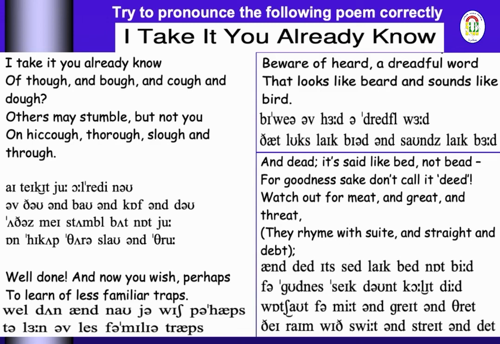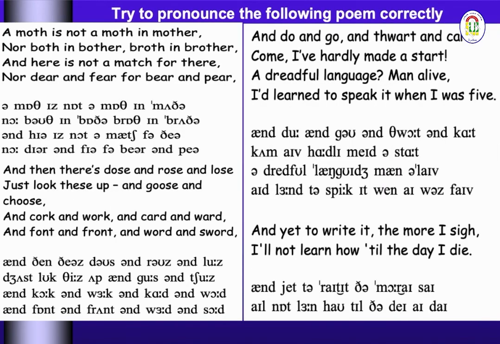Watch out for meat and great and threat, they rhyme with sweet and straight and debt. A moth is not a moth in mother, nor both in bother, or broth in brother, and here is not a match for there, nor dear and fear for bear and pear. And then there's doze and rose and lose, just look them up, and goose and choose, and cork and work and card and ward, and font and front and word and sword, and do and go and thwart and cart. Come, I've hardly made a start.